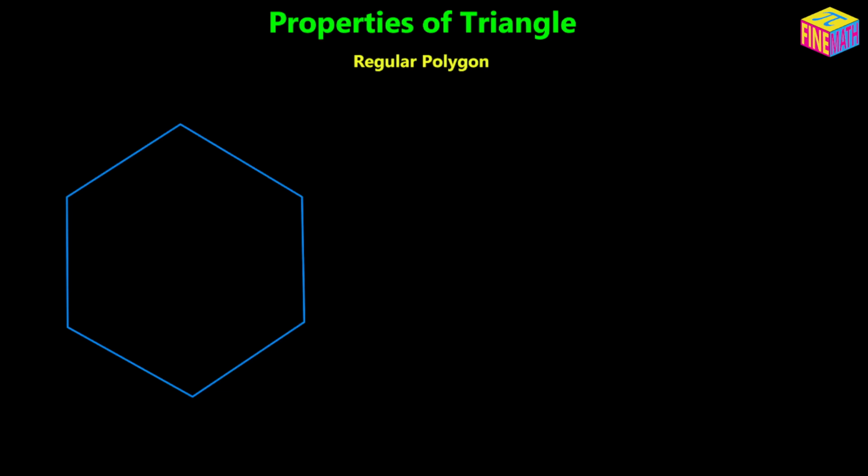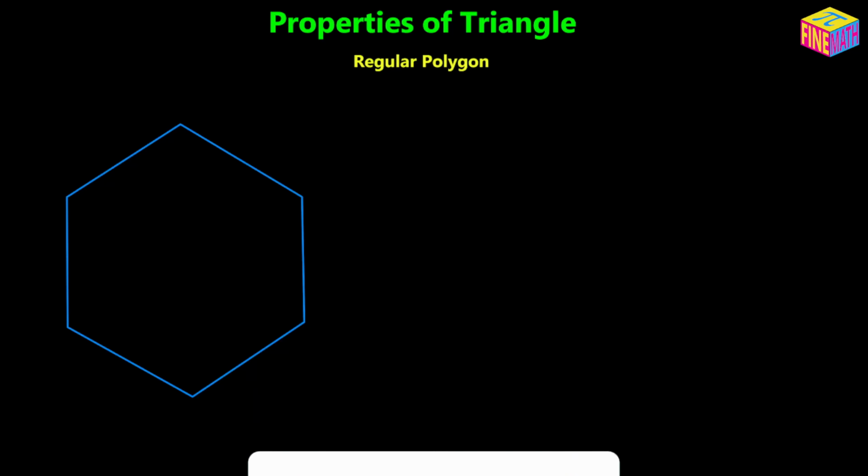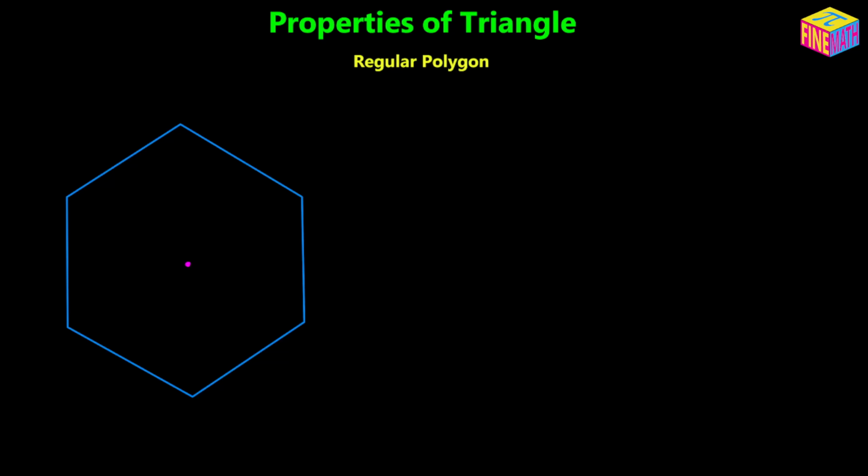Let's suppose we have a regular polygon of n sides like this. In this diagram you are seeing a hexagon, but let's assume that it is a regular polygon of n sides. Each side will be of equal length since it is a regular polygon. Each of the interior angles will also be equal in size. That's the property of a regular polygon: each side will be of equal length and each interior angle will be of equal size. Now let's suppose the pink dot is the center of this regular polygon.